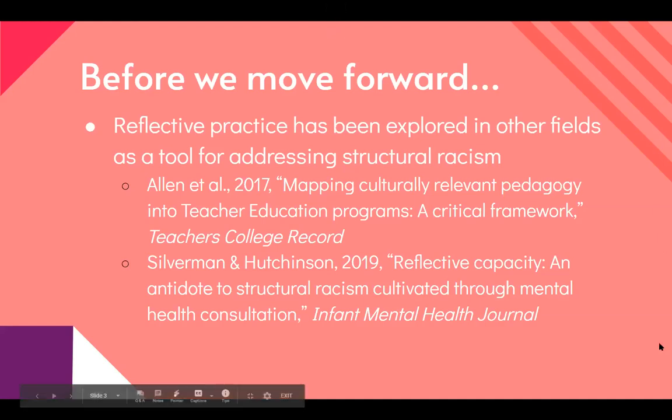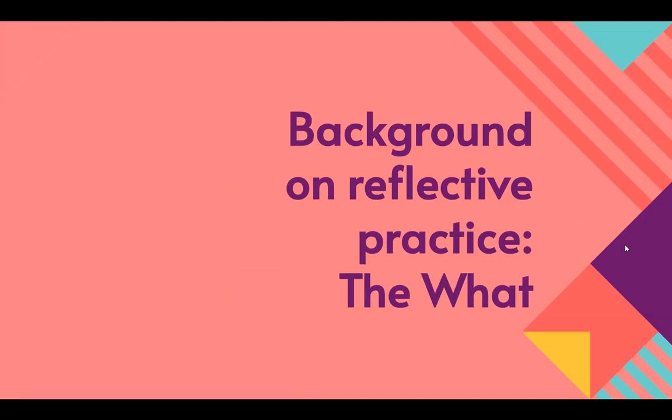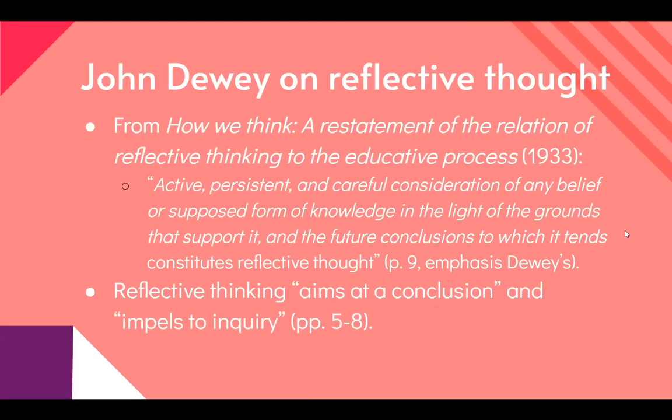So, gonna head on now, and I wanna give you some background on what reflective practice is. So I'm starting here with the what. What are we dealing with? A lot of people trace reflective practice back to John Dewey, not our Melville Dewey. Luckily, John Dewey, I think, was a little less controversial as a human being than our Melville Dewey was. He wrote a book in 1910 called How We Think, and then he wrote a second edition in 1933 called How We Think, a restatement of the relation of reflective thinking to the educative process.